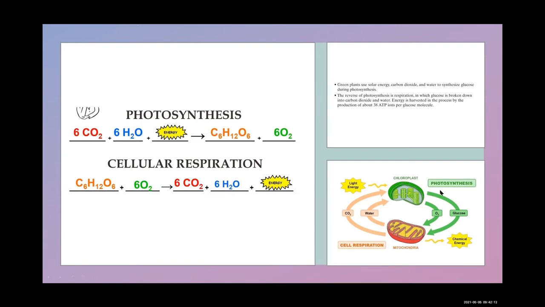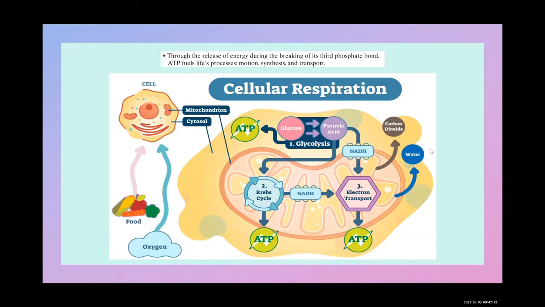Here is a little diagram showing you what happens inside a chloroplast. That's the photosynthesis process. And mitochondria is where the cellular respiration process occurs. Both of these are organelles that exist inside of cells. Here's a graphic of cellular respiration, way disproportional. Obviously this is out of proportion because it's more like an infographic, but it's discussing that ATP fuels life's processes, motion, synthesis, and transport. So here is a giant mitochondria inside of this little cell.